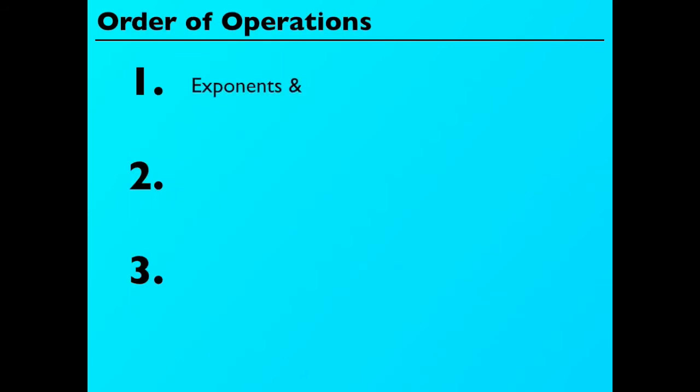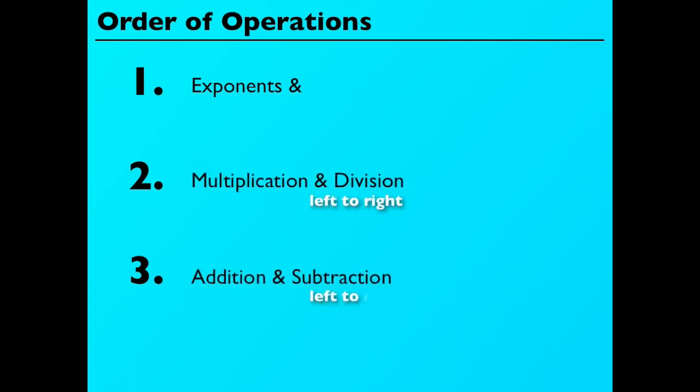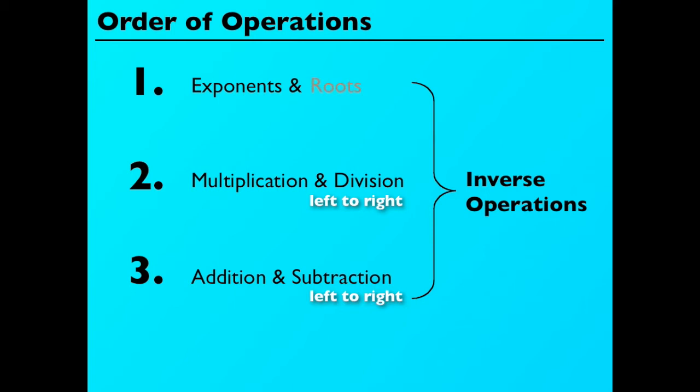So far, we've talked about the order of operations. Our first operation is exponents, then multiplication and division from left to right, then addition and subtraction from left to right. Notice that these groupings are inverse operations. What I mean by that is addition and subtraction are inverses, multiplication and division are inverses, and in the last slide we learned that exponents and roots are inverses. So our full order of operations is exponents and roots from left to right, then multiplication and division from left to right, and finally addition and subtraction from left to right.